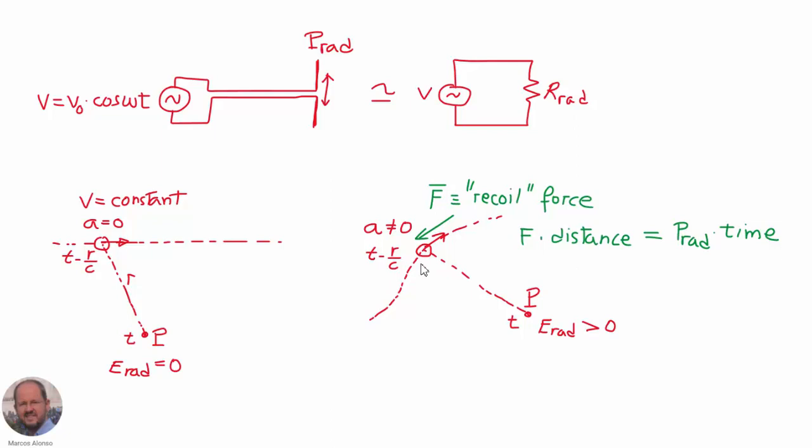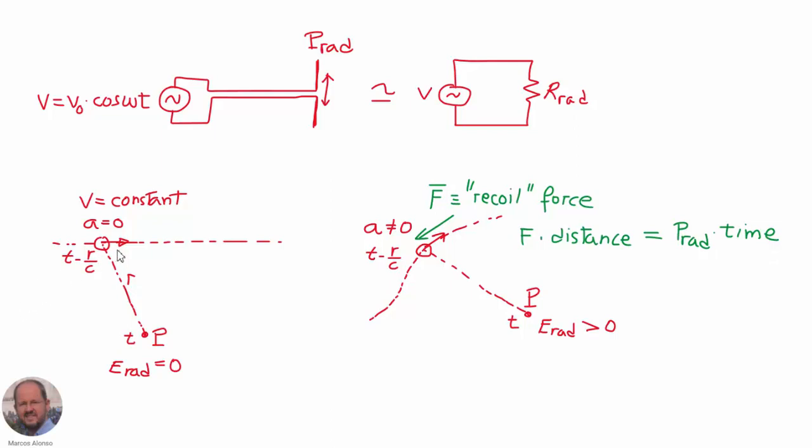So what is happening to the particle is that when it is moving with a given acceleration, it is going to experience a recoil force against the movement of the particle, in such a way that this force times the distance that the particle has described during a given time interval has to be equal to the radiated power times the time interval. So in this sense, this recoil force is like a friction force against the movement of the particle. So this force tries to decelerate and stop the movement of the particle.